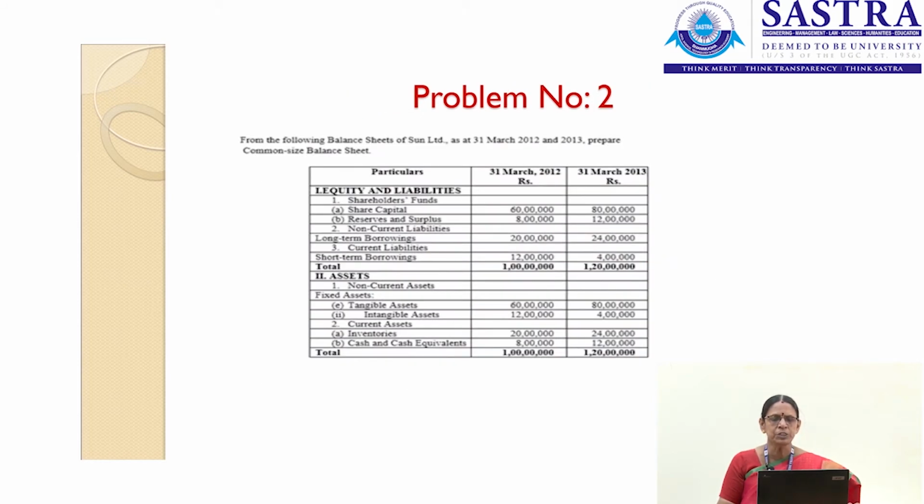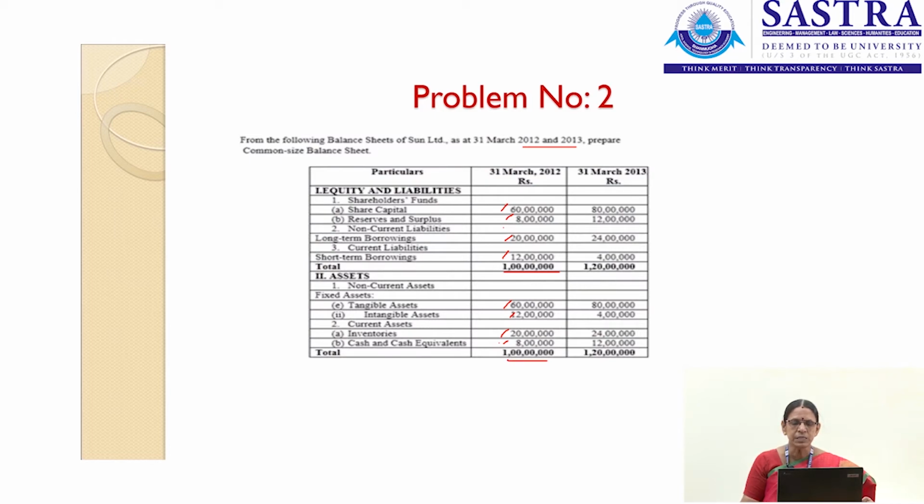From the following balance sheet of Sun Limited as of 31st March 2012 and 2013, prepare a common size balance sheet. Again, shareholders funds, we have 60 lakhs, reserves and surplus 8 lakhs, then long-term liabilities we have 20 lakhs, then current liabilities we have 12 lakhs. So total is said to be 1 crore. Then on the asset side we have 60 lakhs as tangible assets, intangible assets 12 lakhs, current assets inventories 20 lakhs, cash and cash equivalents 8 lakhs. Again we have a total of 1 crore.